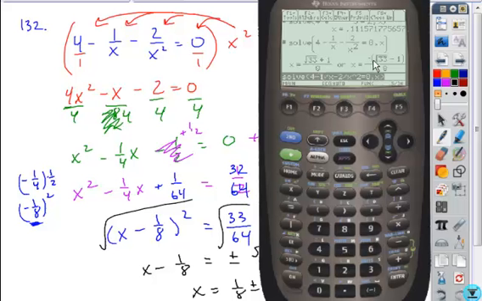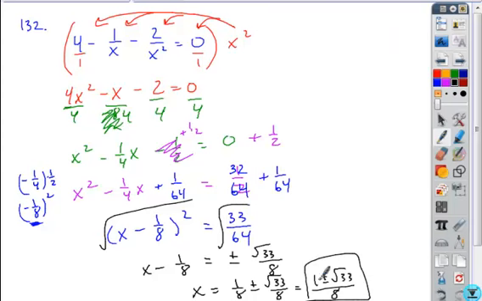Notice how it's written right here. You do have to distribute this negative. You get negative root 33, and a negative times a negative is a plus 1. So this is 1 minus root 33 over 8. So it winds up giving you the exact same thing, 1 plus or minus root 33 over 8.